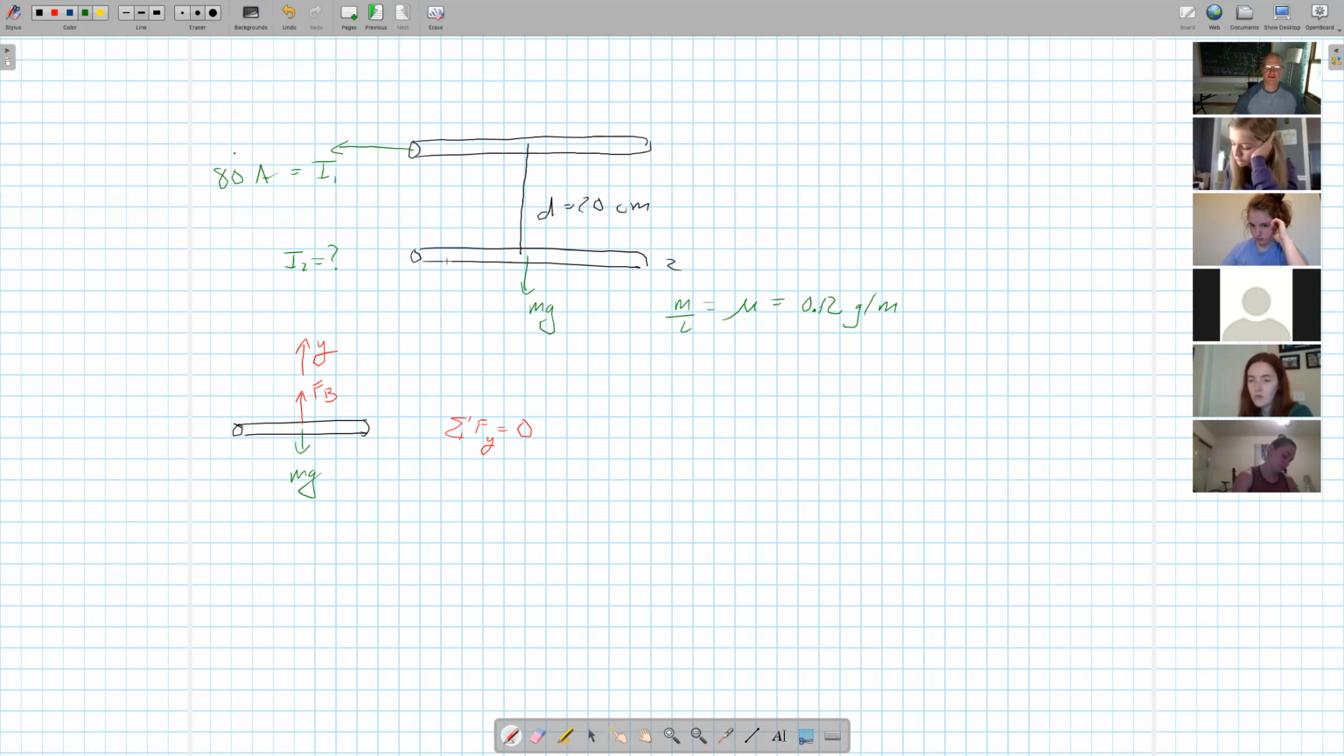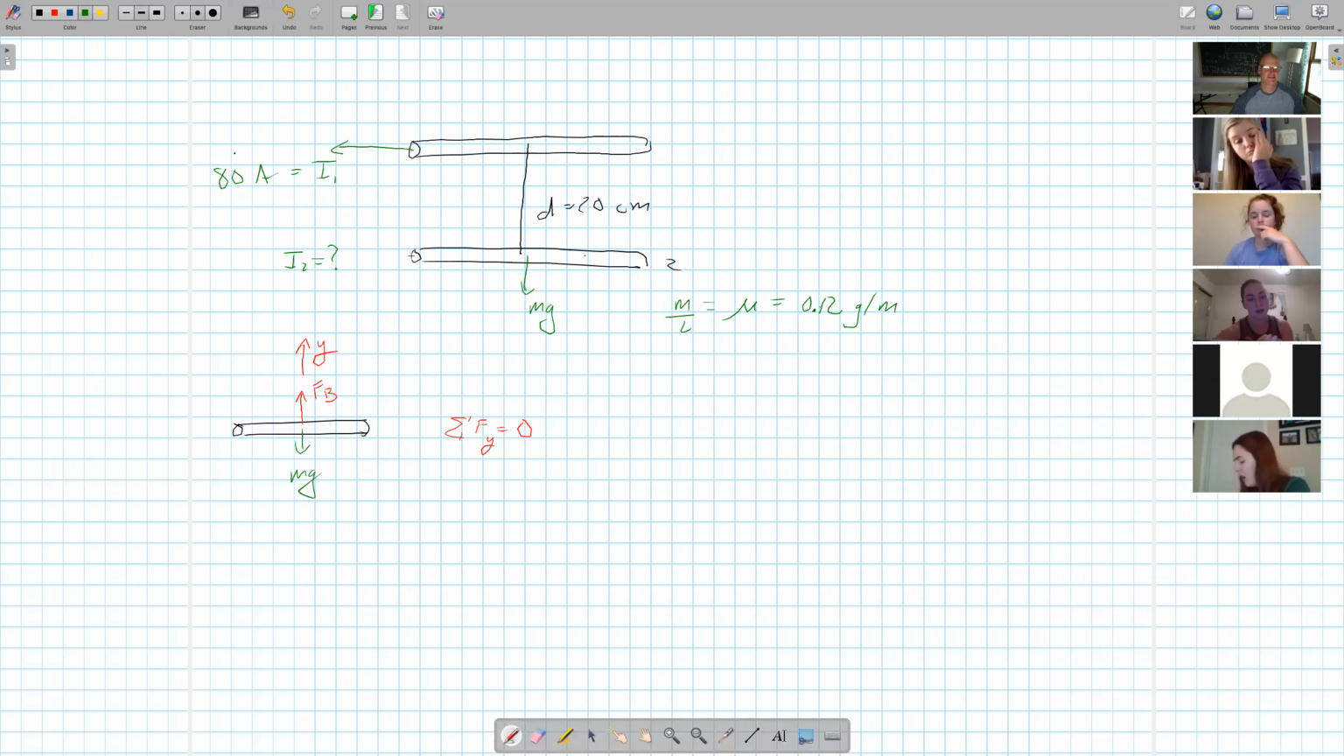So first question, even though it's not asked in the question, but what direction then is current I2? Is I2 going in the same direction as I1, or is it going in the opposite direction? So what type of force do I need? Do I need a repulsive force or an attractive force? It would be the same direction because we need an attractive force. Exactly. So we want an attractive force to keep it from falling. So in this case, we have to have it in exactly the same direction. Very good.